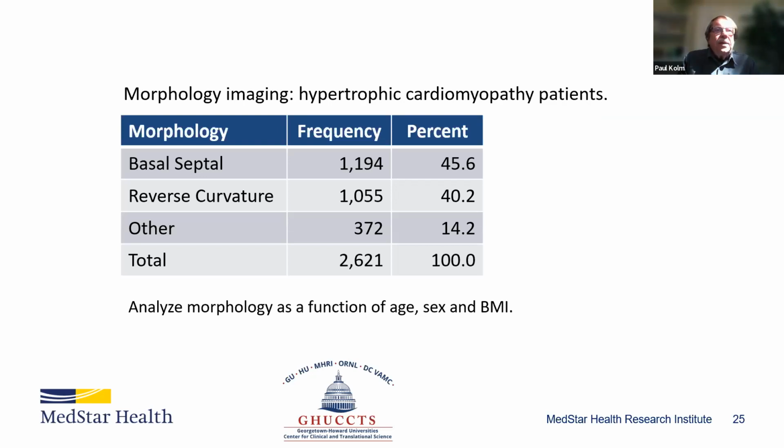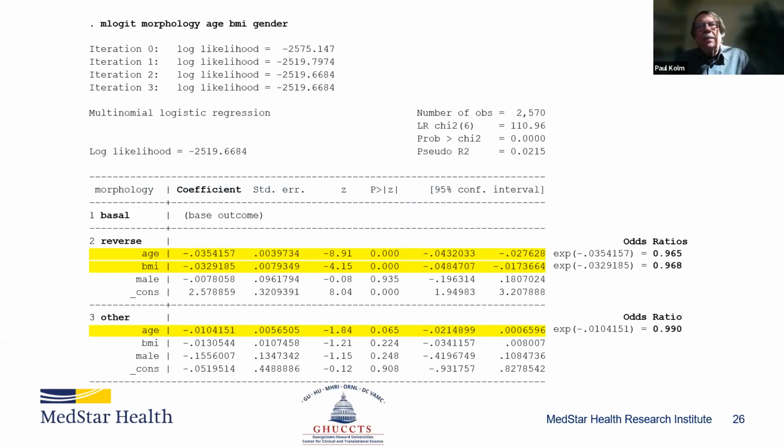So what I want to do is a multinomial logistic regression for the three categories here of septal, reverse curvature, and other, and look at that as a function of age, sex, and body mass index. And so here is my analysis. In this case, where you have more than two categories, one is going to become the base category, or the reference category. In binary logistic regression, our reference category was always the category that we coded as 0. But here, the basal septal is my base outcome, and then I have log odds for the reverse category and the other categories.